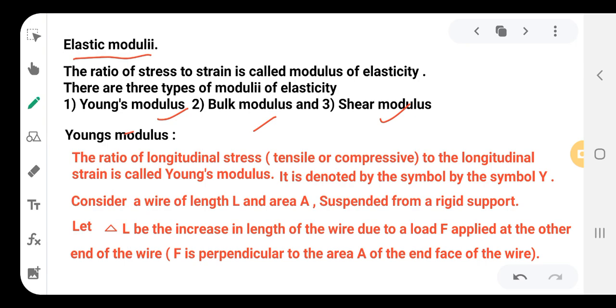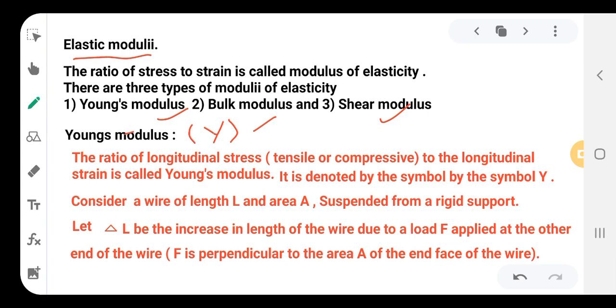Let us see first the Young's modulus, and it is denoted by the capital letter Y. It has been named after a scientist named Young. The ratio of longitudinal stress, that is, it may be tensile or compressive, to the longitudinal strain is called Young's modulus. It is denoted by the symbol Y.